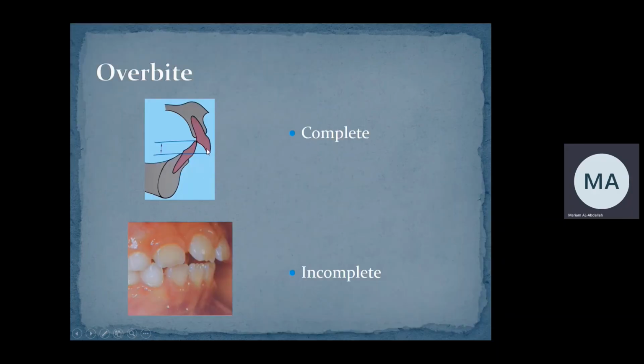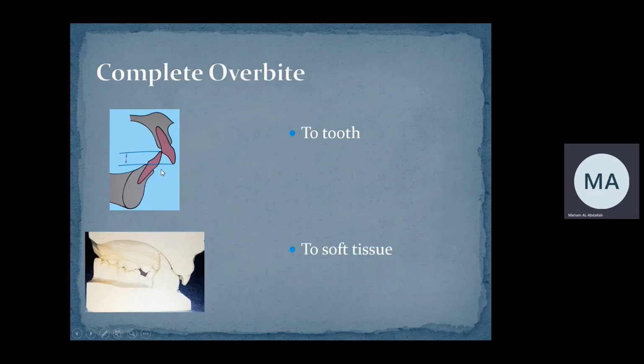Here shows you an example of complete. So the lower incisal edge comes in touch. So this is complete overbite. And here there is no touch. So this is an incomplete overbite. If it's complete, it could be complete to hard tissues like here, or it could be complete to soft tissues like the palate.